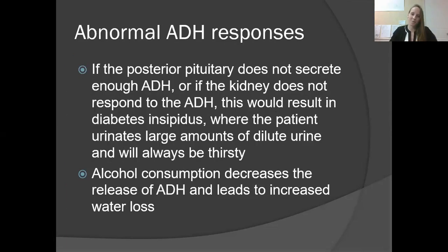There is such a thing as abnormal ADH responses, if the posterior pituitary doesn't secrete enough ADH, or if the kidney's nephrons just don't respond to the ADH properly. That could be diabetes insipidus, so we've talked about that before as well, where the patient urinates a lot of dilute urine and is always thirsty. Alcohol consumption also inhibits the release of ADH, which can result in more water loss. People have to pee all the time when they drink a lot.